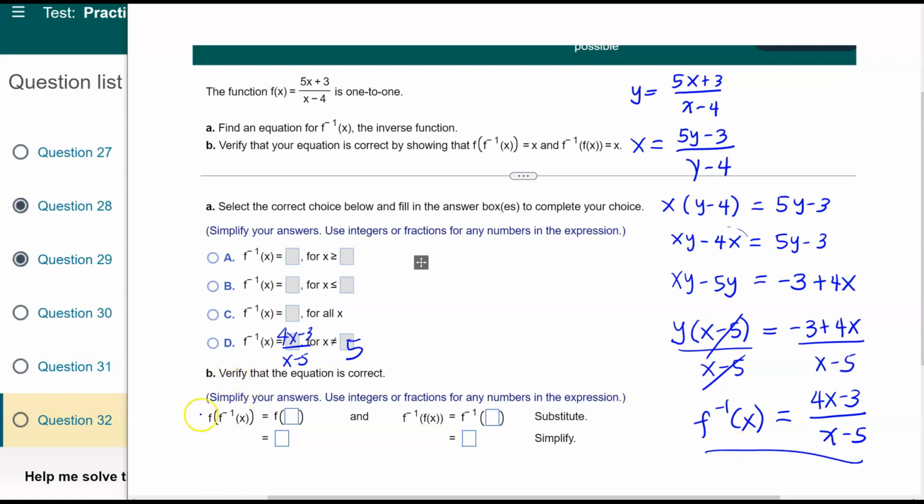And then I will leave this up to you for the letter B part here, where you actually have to verify. So all you need to do is evaluate the function at f inverse of x, so at 4x plus 3 over x minus 5. And you should get x when you do that. And here, you evaluate this inverse at f of x. F of x is the expression 5x plus 3 over x minus 4. And then when you simplify that, you should arrive at x.